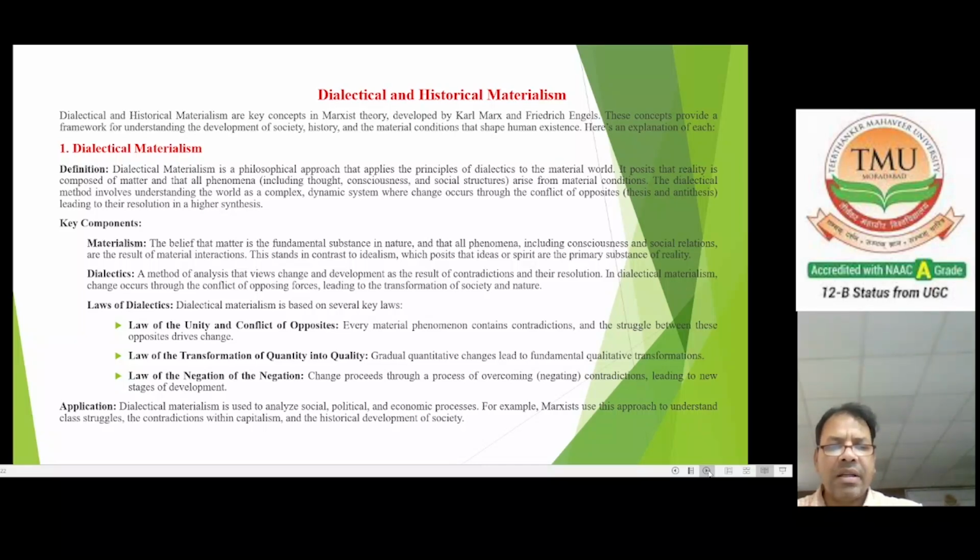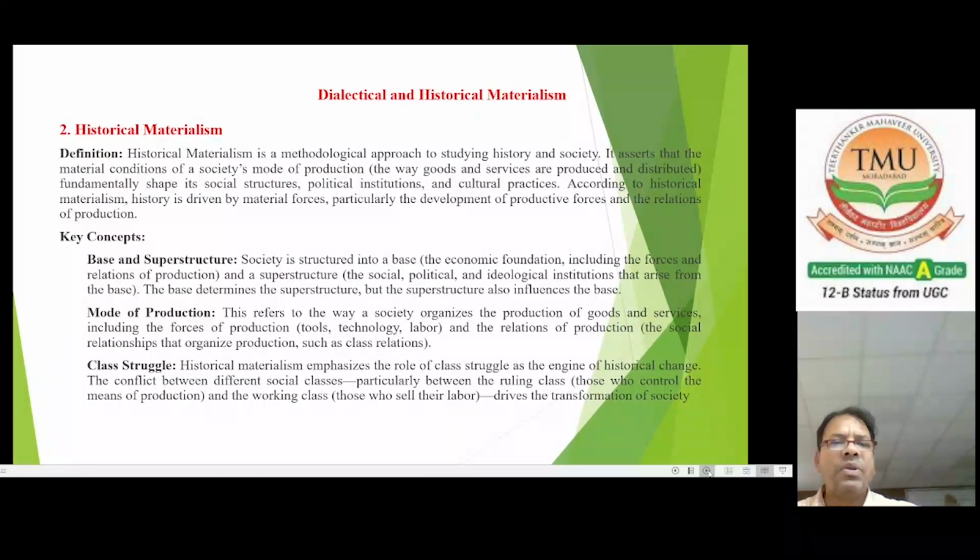Applications: dialectic materialism is used to analyze social, political, and economic processes. For example, Marxists use this approach to understand class struggle, the contradictions within capitalism, and the historical development of society. So these are the explanations of dialectic materialism. Now we come to the second important theory, historical materialism.